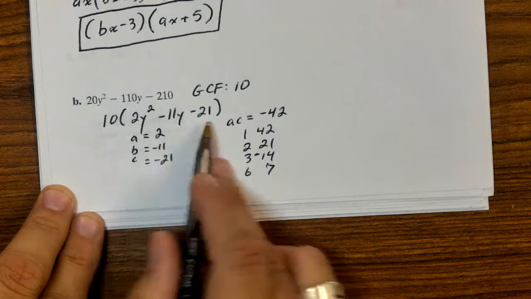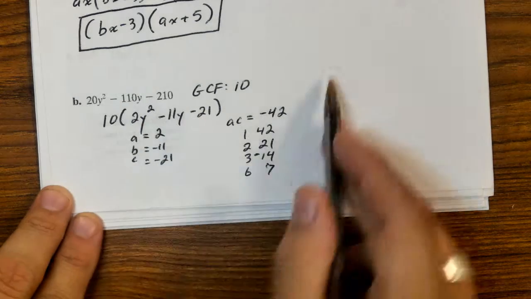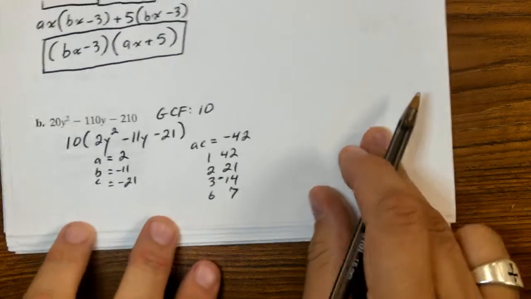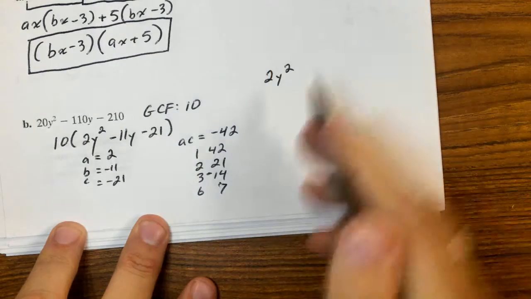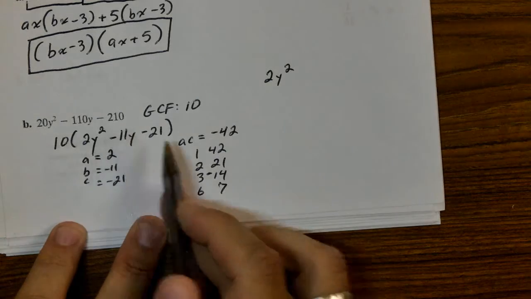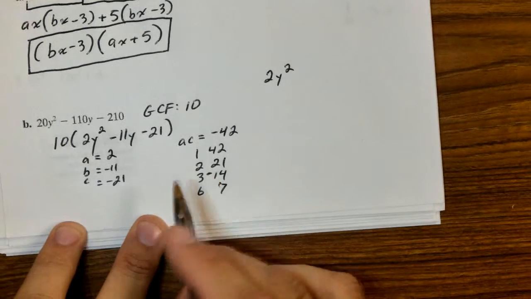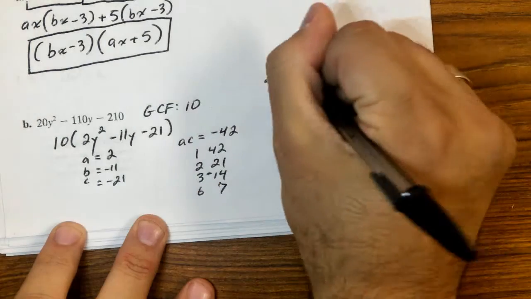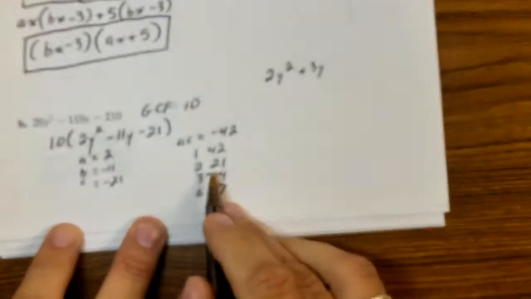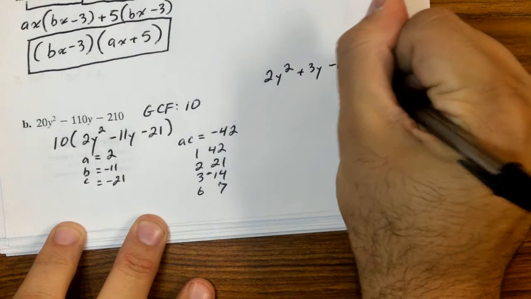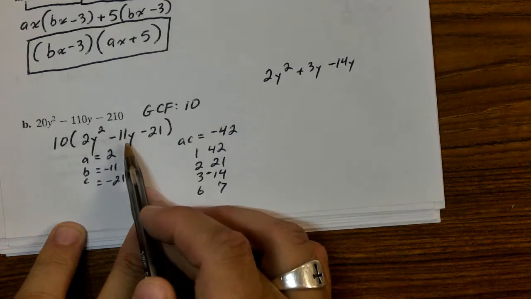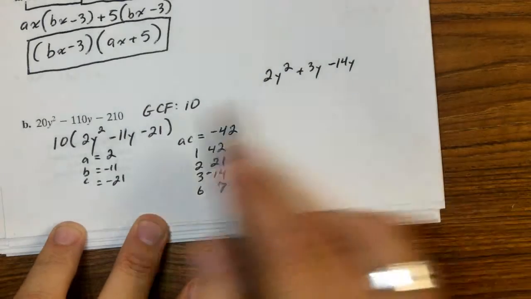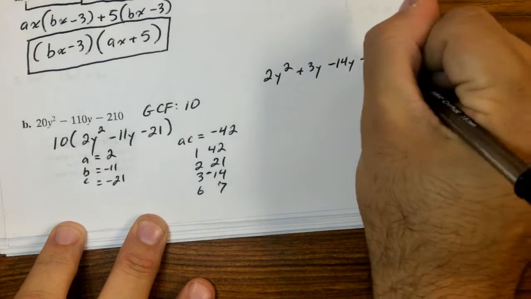So we are going to rewrite this trinomial. I'm going to write over here in this area. This trinomial is going to be written as 2y squared, and we split the middle term into these two terms here. So this 3 becomes a plus 3y. This minus 14 becomes a minus 14y. Those two terms would combine to give me my negative 11y. And we continue with the minus 21.